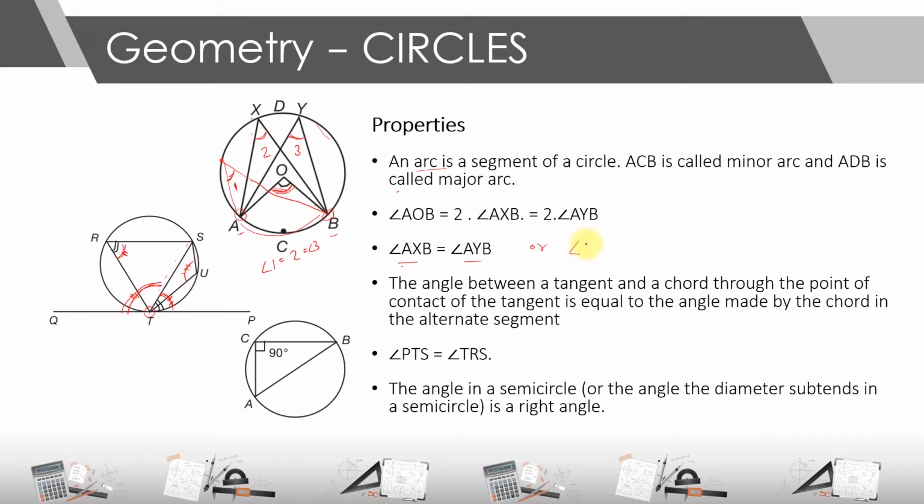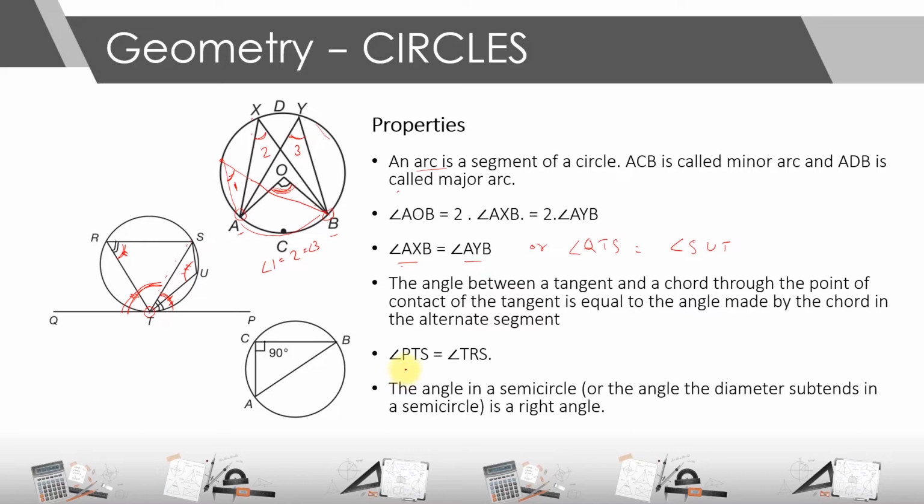So in the question, if you see that there is a chord and at one point of that chord you have a tangent, then remember to use this property that the angle made between the tangent and the chord is going to be equal to the angle made by that chord in the alternate segment.